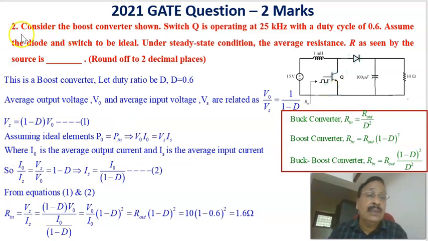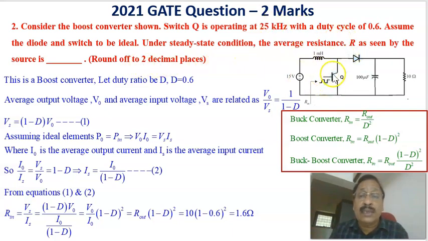Now let us see the second problem, a 2021 GATE question that carries 2 marks. Consider the boost converter shown in this figure. Switch Q is operated at 25 kHz with a duty cycle of 0.6. Assume the diode and the switch are ideal. Under steady state condition, the average resistance R as seen by the source is how much? Round off to 2 decimal places.